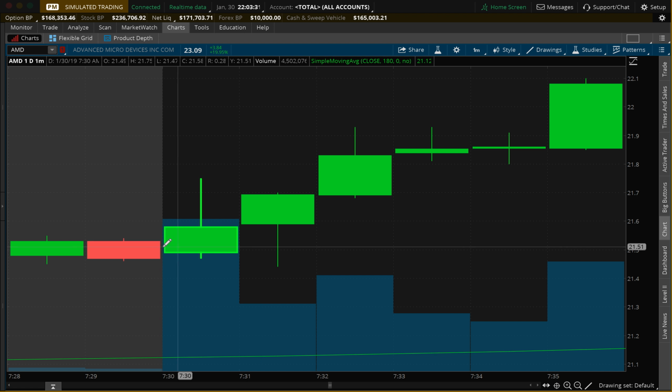And if we look at this red candle right here, like I said, it's top to bottom for red candles. So this is where it opened and that is where it closed. Move to 7:30, open, close.